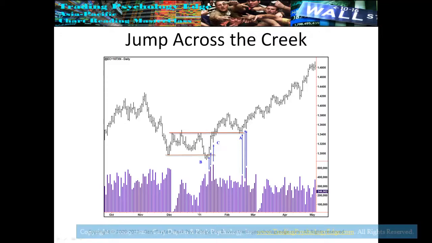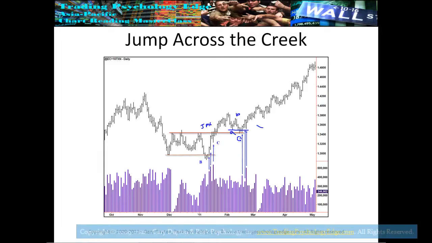We have an ABC pullback. That also is a spring. And we drive higher from there, and we move on up. And we expect higher prices from there. So we get the jump, the backup, and the spring. You see how these start to play together? They don't always work out like this, of course, but that's what we want to see. If we see that, then we know we got that pattern.